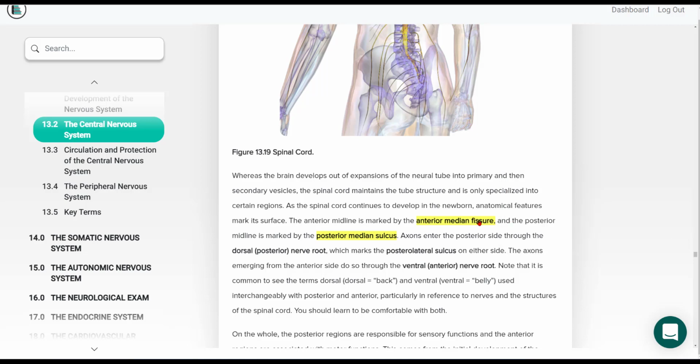Okay, what did I tell you the difference was between a fissure and a sulcus? Remember, a fissure is a deeper groove, and you'll see that to be the case, that on the anterior side, the groove is deeper, so it's a fissure. On the posterior side, the groove is not as deep, it's more shallow, it's a sulcus.